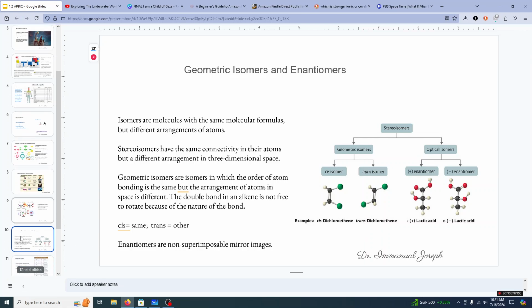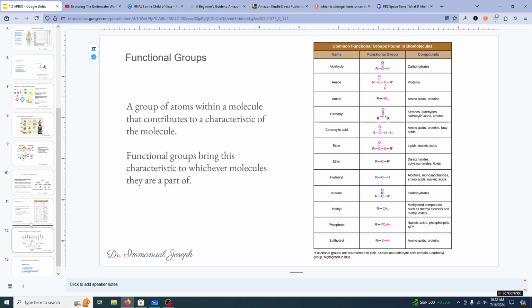So, speaking of function, one of the major things that we need to remember in our AP course are functional groups. And this is one of those few places where you might have to memorize structures and names in biology. So a functional group is a group of atoms within a molecule that give a unique characteristic to that molecule.